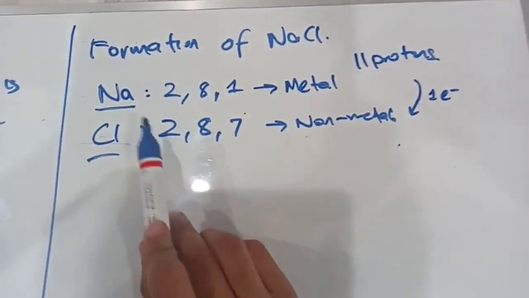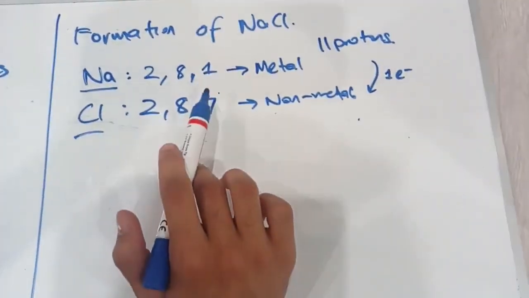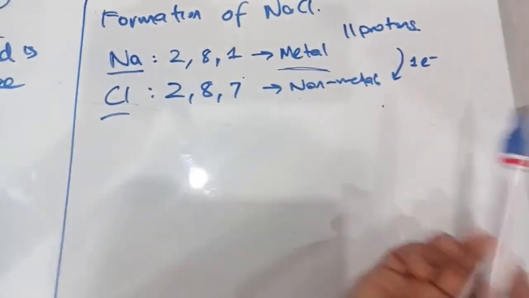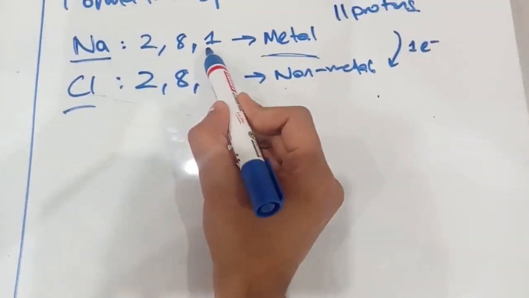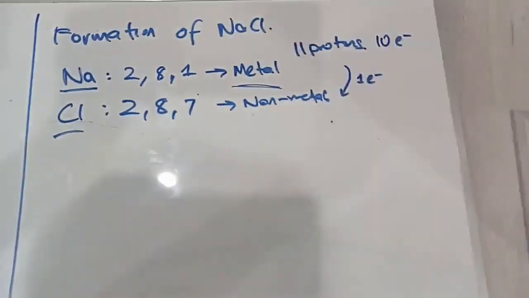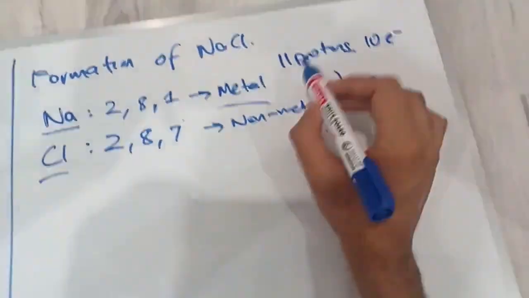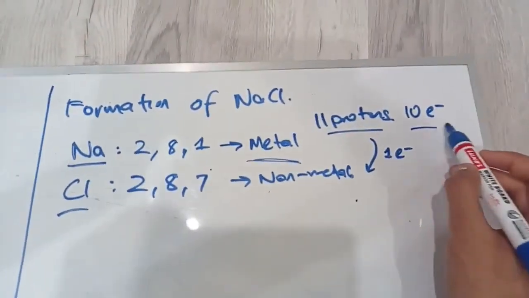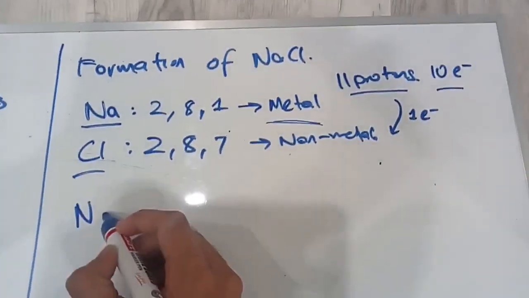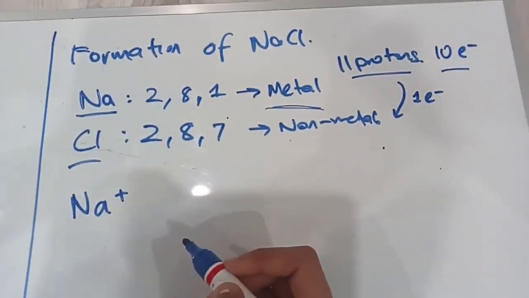Now, since sodium has given 1 of its electrons to chlorine, it's going to have 10 electrons. What happens in this case is that there's more protons than electrons, and so there's a greater positive charge. So sodium becomes positively charged.